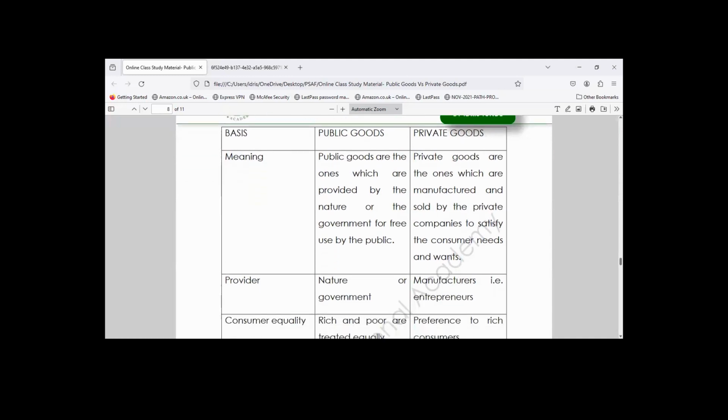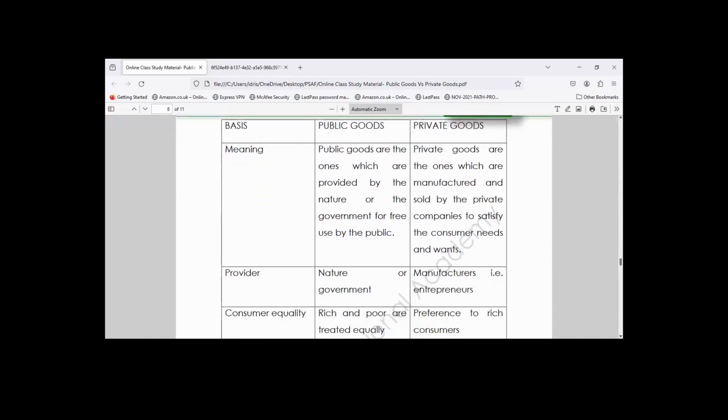If you want to differentiate between public good and private good, number one differentiation is in terms of their meaning, you define it. Public goods are goods that are provided at no cost, while private goods are goods provided by private companies in order to earn profit, and consumers pay before they enjoy. In terms of their provider, who provides public good? Governments. Who provides private good? Private companies.